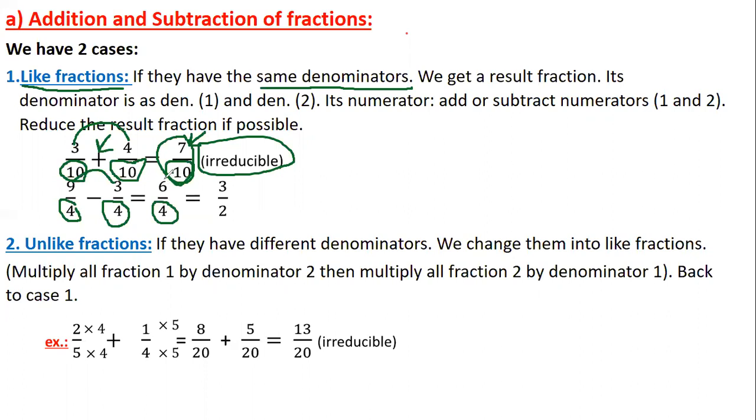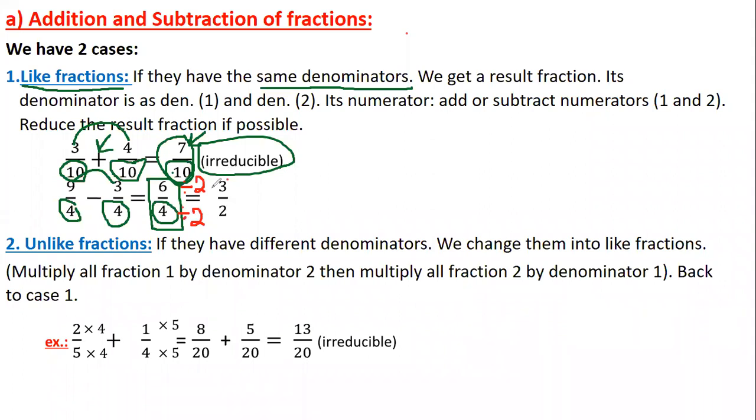Now 6 over 4, this result fraction, we should see if we can reduce it or simplify it. Who can tell me 6 and 4, they both divide by how much? 2. Bravo. So 6 over 2. Who said 1? We don't divide by 1. So 6 and 4, they are both divisible by 2. So 6 divided by 2 is 3. 4 divided by 2 is 2.